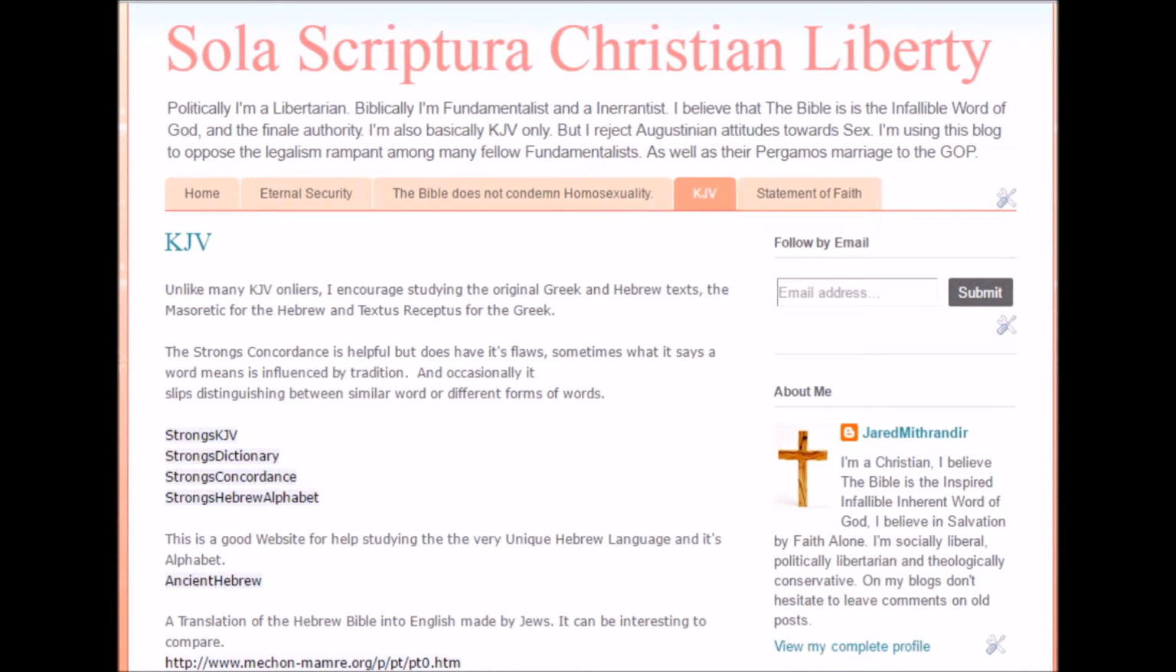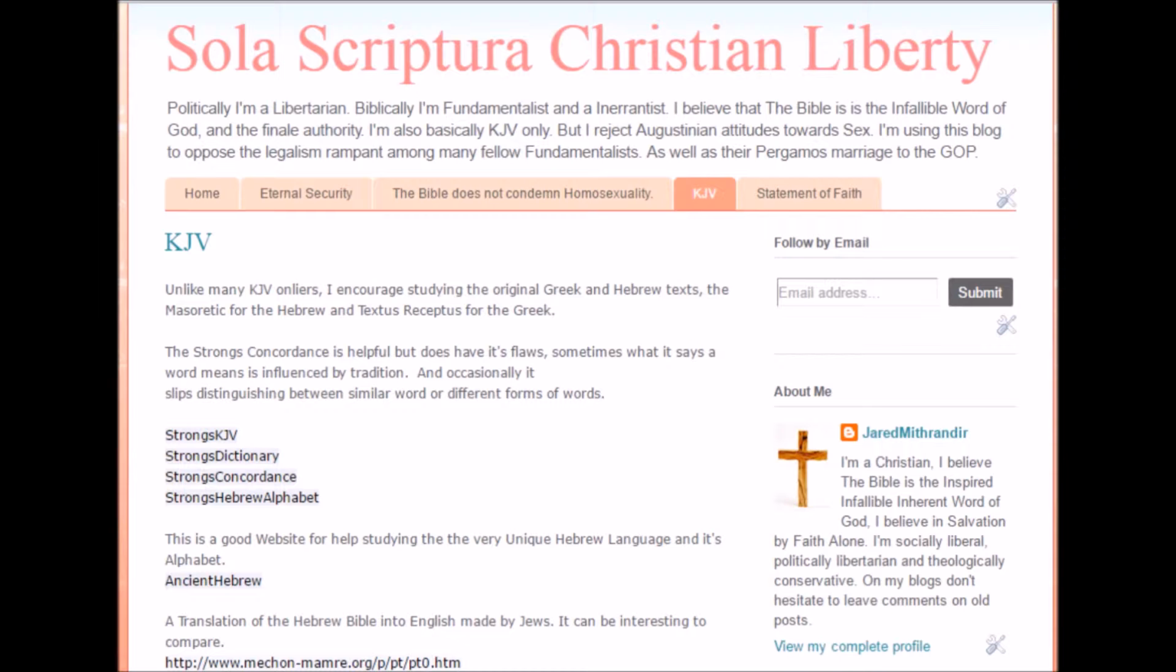KJV. Unlike many KJV onliers, because I'm not exactly a KJV onlyer, I encourage studying the original Greek and Hebrew texts, the Masoretic for the Hebrew, and the Textus Receptus for the Greek.